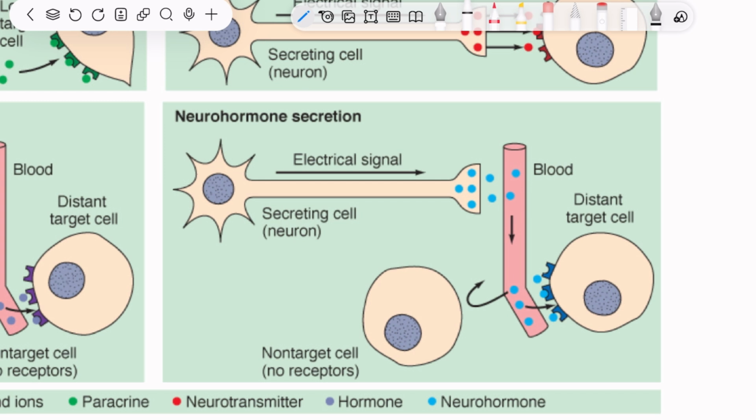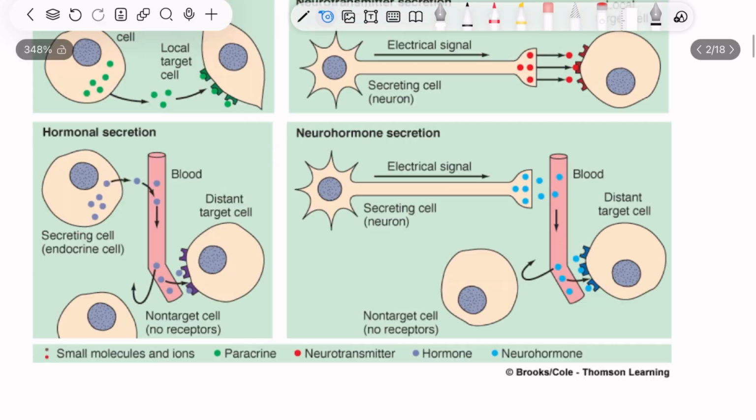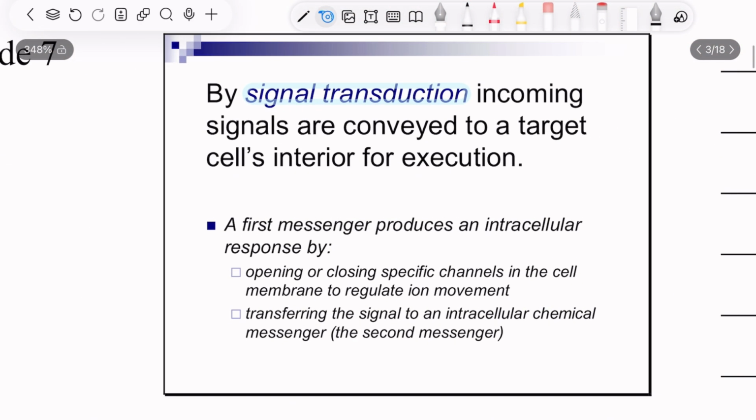And yeah, by signal transduction, incoming signals are conveyed to a target cell's interior for execution. A first messenger produces an intracellular response by opening or closing specific channels in the cell membrane to regulate ion movement, and then transferring the signal to an intracellular chemical messenger, or the second messenger.